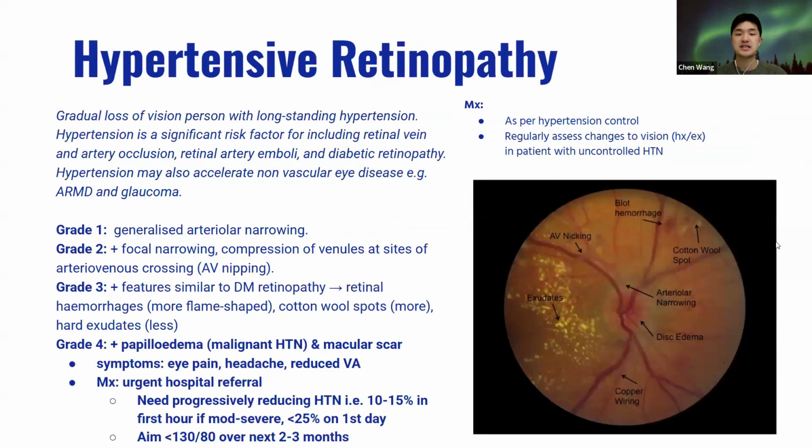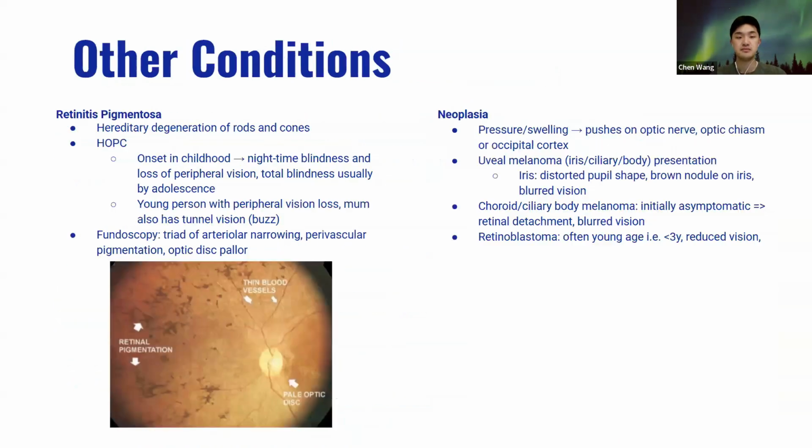We also have hypertensive retinopathy. This manifests in different clinical findings compared to diabetic retinopathy. You might see AV nicking, copper wiring, and generalized arteriolar narrowing. So these are signs that are more associated with hypertensive retinopathy than diabetic retinopathy. And we won't really cover retinitis pigmentosa and neoplasia.